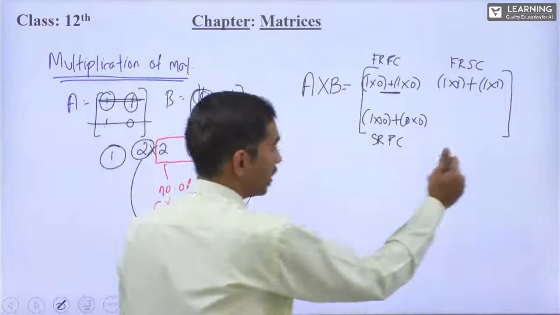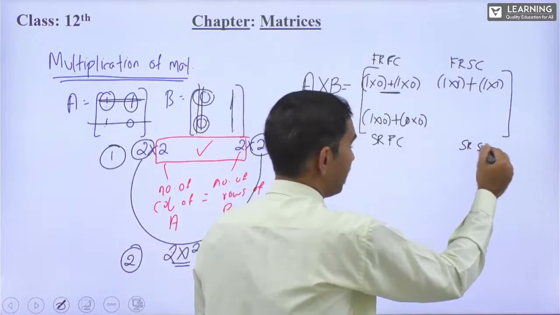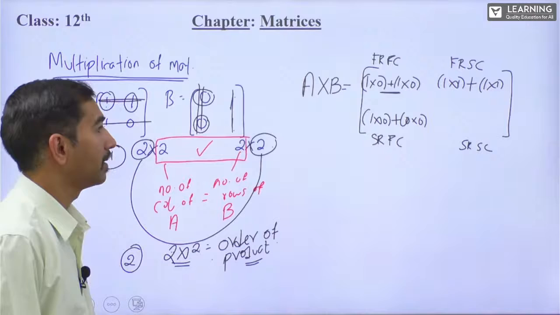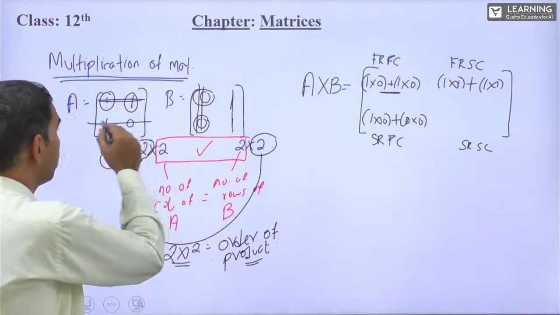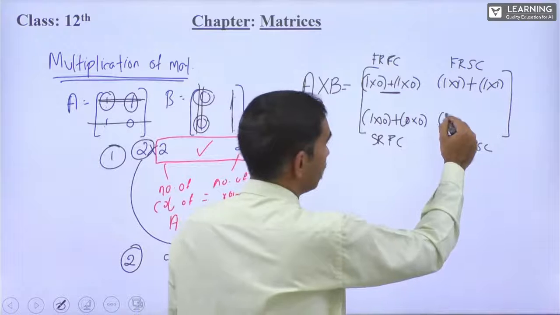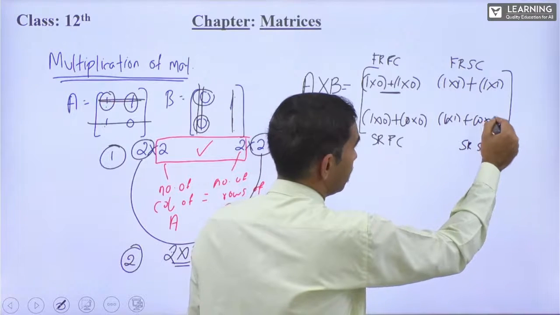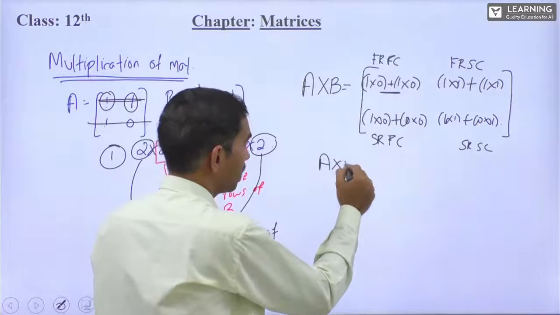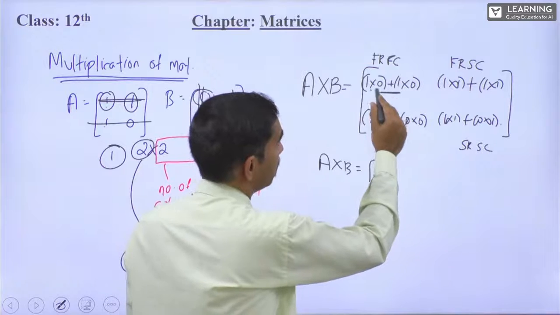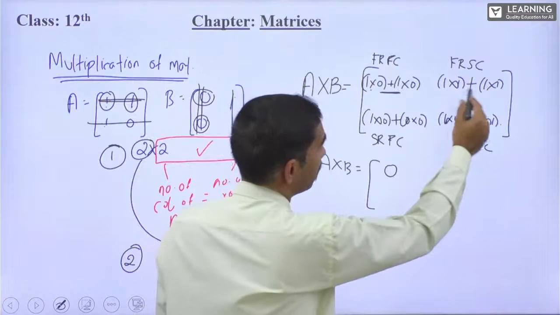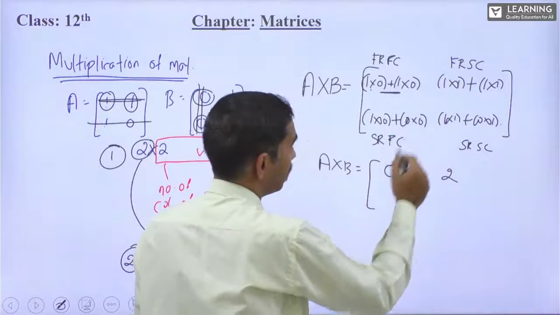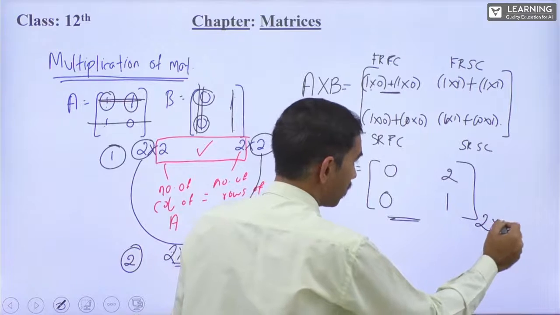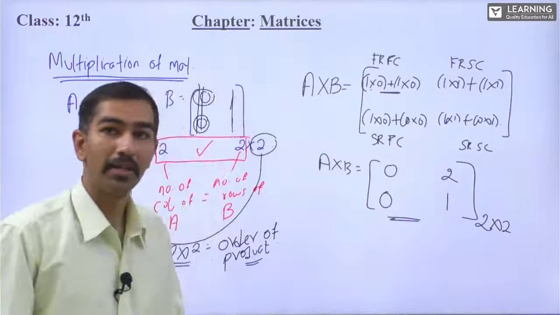So this will be SRFC, and this will become SRSC. Means the second row, second column will give us the fourth and the last element in the product. So second row, second column, 1 into 1 plus 0 into 1. Now solve this. A cross B is equal to how much? A cross B will be equal to 0, 0, 0 here, 1, 1, 2, 0 and 1. What is the order of this matrix? 2 cross 2. The order of the product is 2 cross 2.